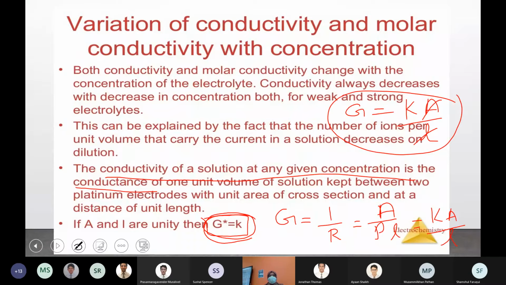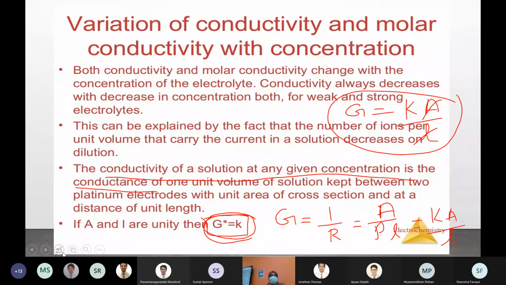Okay. What is happening to conductivity with dilution and how you will be defining conductivity. Right. Now we'll go for the molar conductivity. Now we're going to analyze what is the change happening with molar conductivity on dilution. What is limiting molar? Yeah, I'm coming to that.